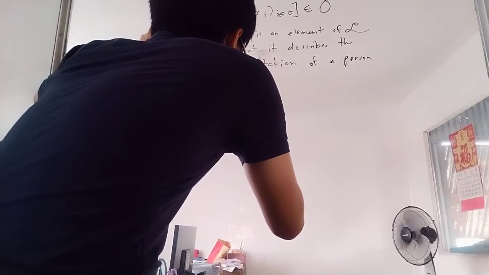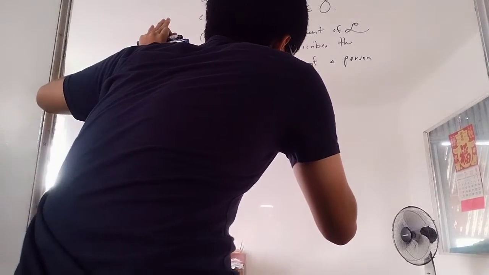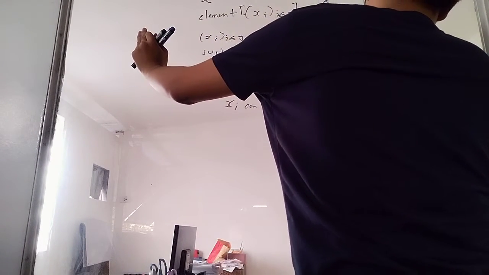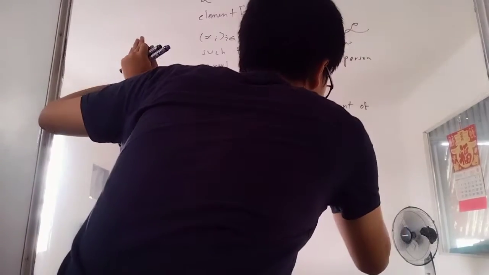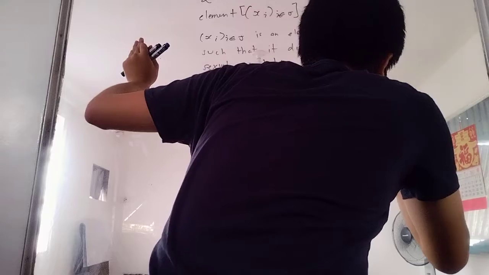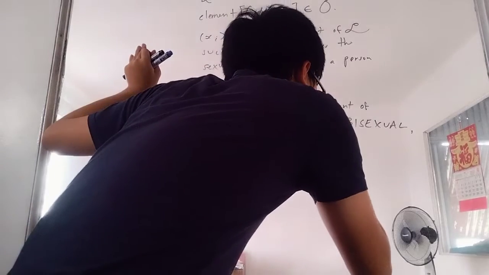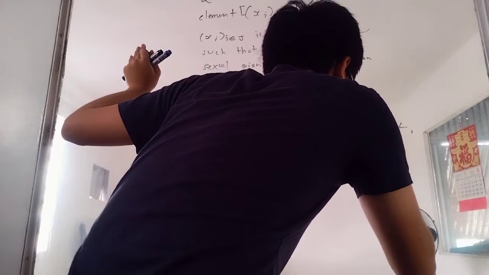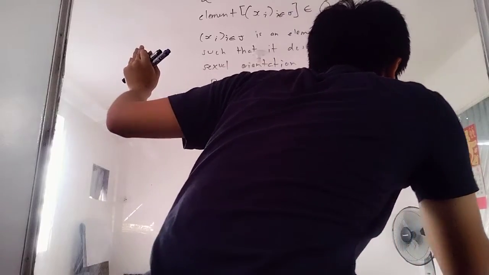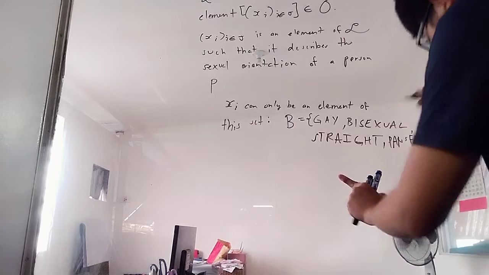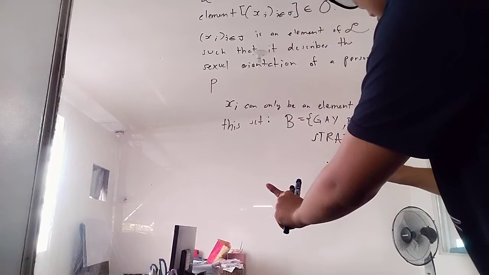So X sub I can only be an element of this set, which I'll say B, which is composed of the words G-A-Y, B-I-S-E-X-U-A-L, S-T-R-A-I-G-H-T, P-A-N-S-E-X-U-A-L, and any other stuff you can think of.